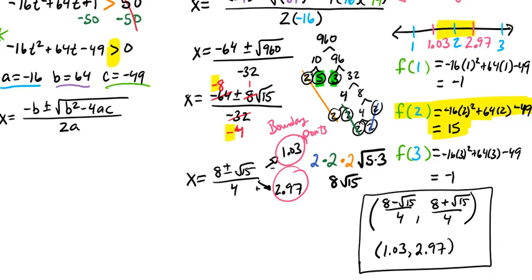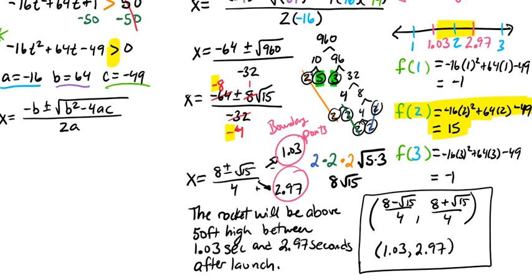But because it's a word problem, how would we word that as an answer? Well, we would say that the rocket will be above 50 feet high between 1.03 seconds and 2.97 seconds after launch.